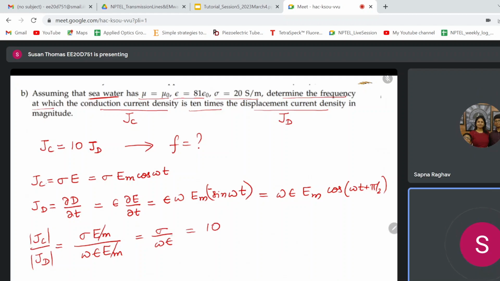For that, sigma is given as 20, you know epsilon, you will find out omega. So sigma is 20 by omega, which is 2 pi f, into epsilon, which is 81 times epsilon naught, which is 8.85 into 10 power minus 12, which is equal to 10, and you will find out f from this.